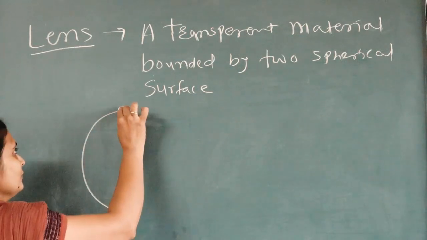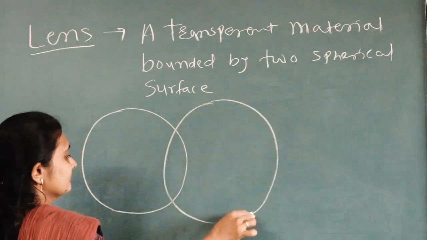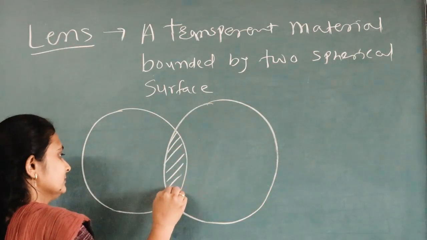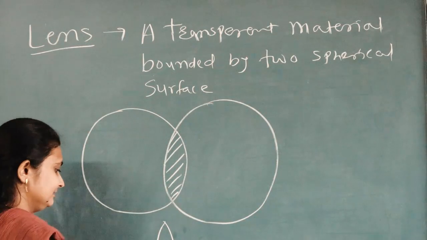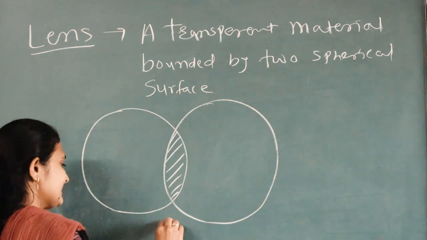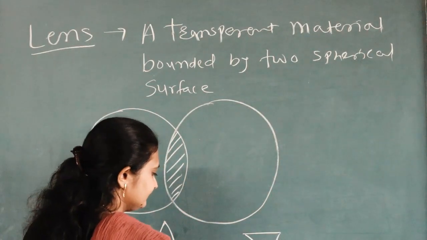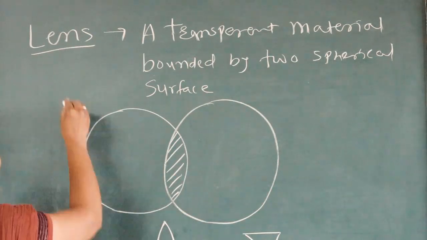Now what is the lens? Consider two spheres and we take only these two parts, then it forms a lens. Correct? Now this is the convex lens and this one is called the concave lens. Yes, lenses are of two types.